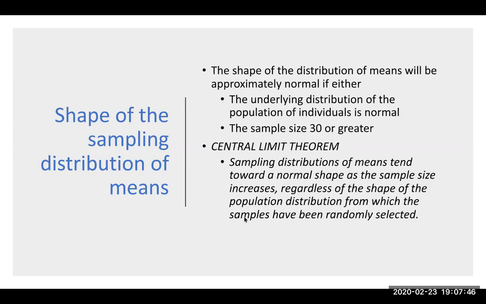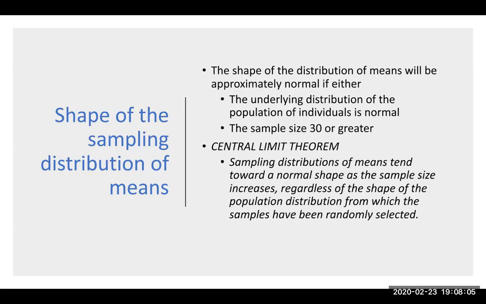That's pretty cool, because that means if we had data that were positively skewed before, we couldn't run inferential statistics on them. But now, as long as we sample over 30 people, we can now use the central limit theorem and the distribution of means will be normally distributed and we can run inferential statistics on it.